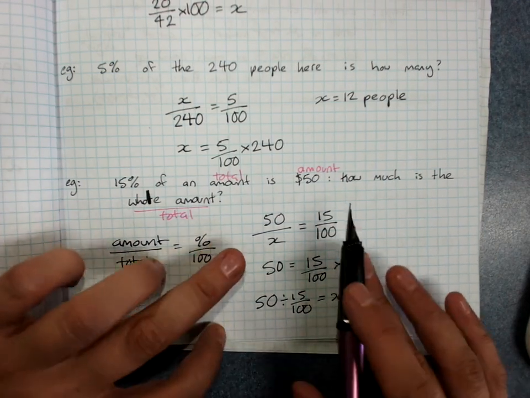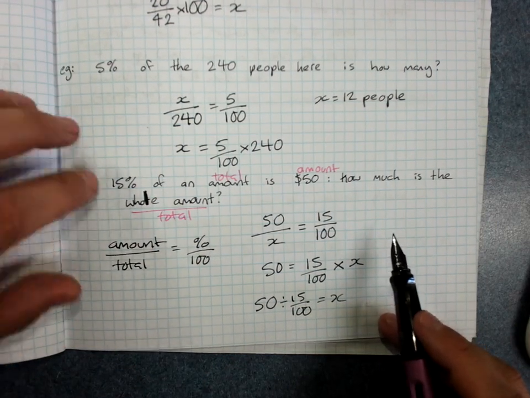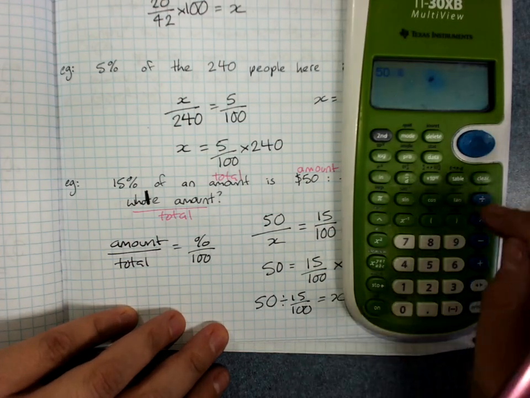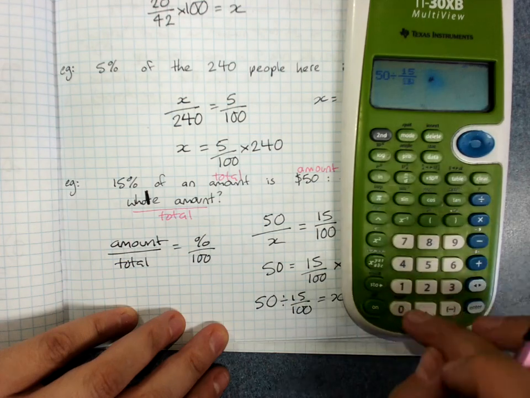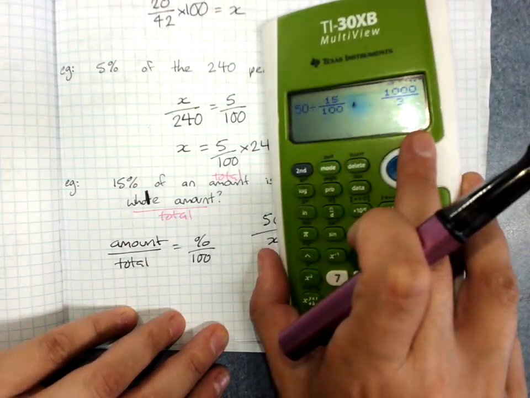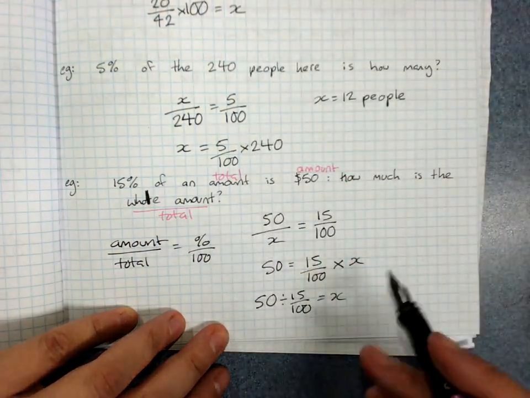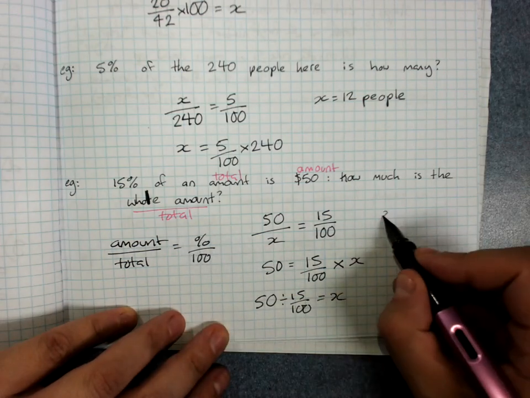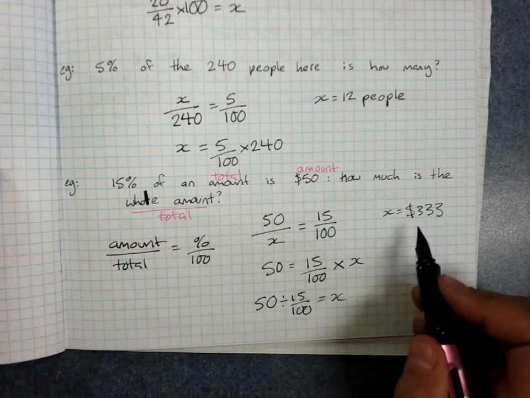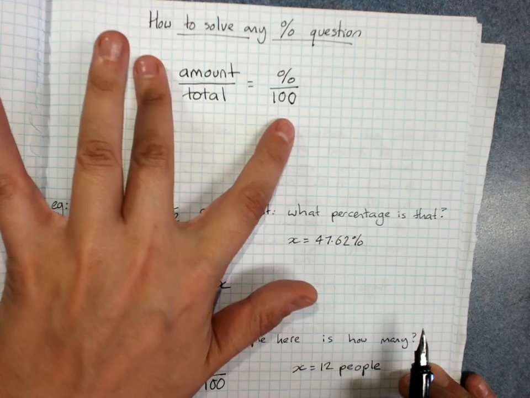If we just know a little bit more about solving equations, we can even do these really tricky percentage problems. So 50 divided by 15 on 100 is, oops, now when you get a funny answer like this, remember, you can always just use your arrow key. $333. So we found the total amount. So there's all these options that we've got if we just remember this relationship.